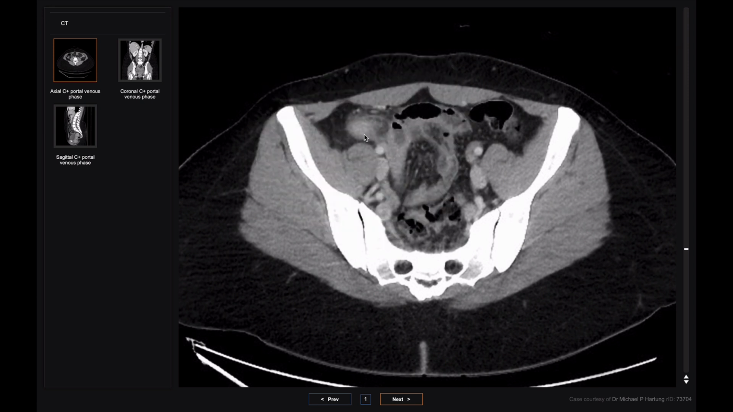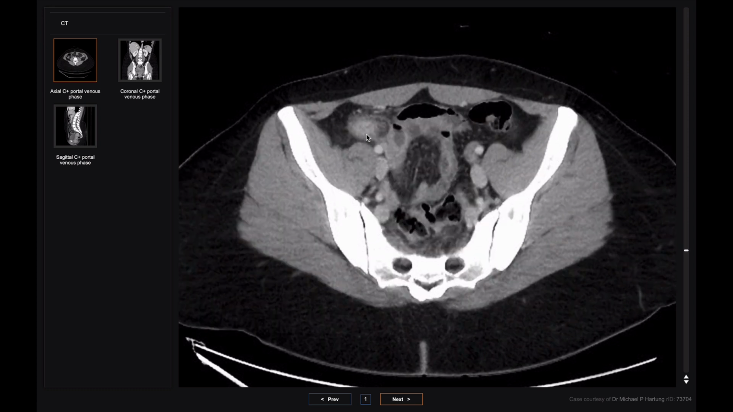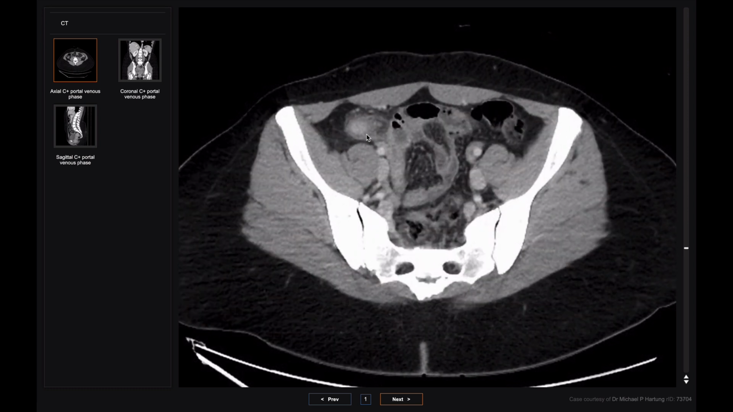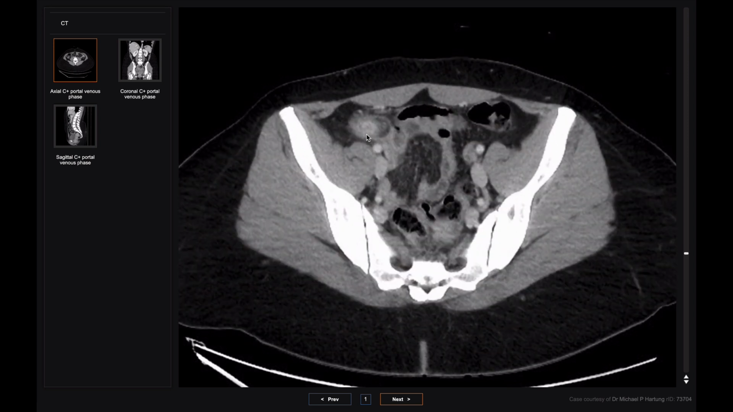So this is an inflamed appendix with a thickened wall with a hyper-enhancing wall. What hyper-enhancing means is that there is contrast being taken up by the wall because of the inflammatory process happening within the appendix. So the contrast here has helped to increase our confidence of making the diagnosis of acute appendicitis.